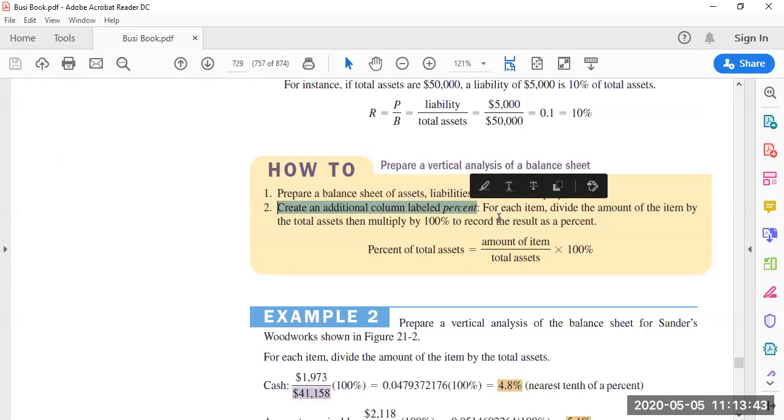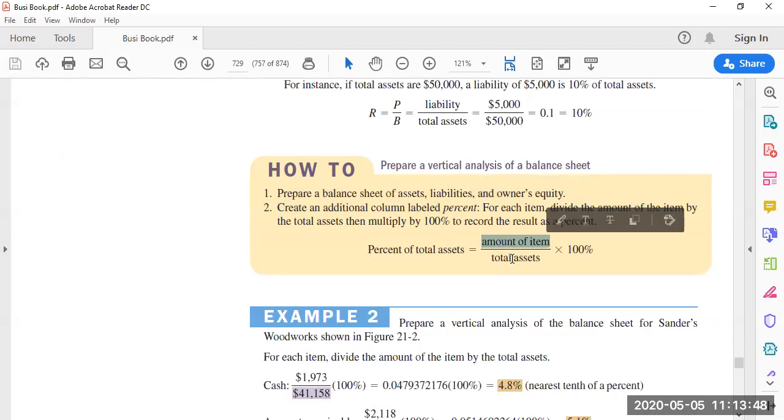And then for each item, you divide that item by whatever your total assets is, and then multiply it by 100 so that we can get the percentage of that asset to total assets. So if it's a liability or whatever that item is. Okay, so that's how we do it. Look at example 2 here.